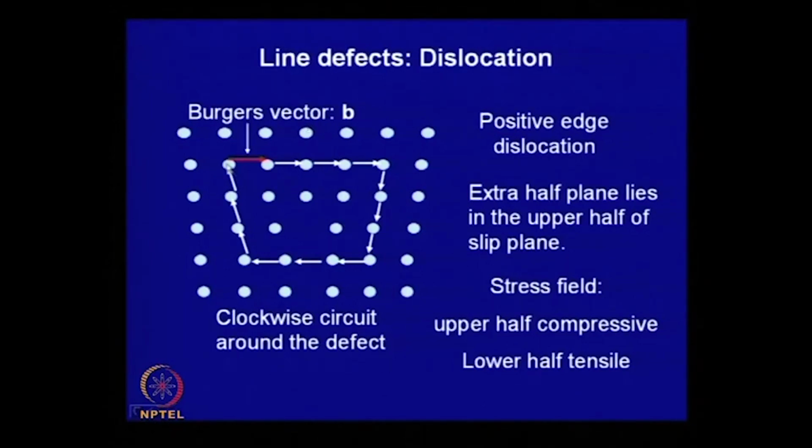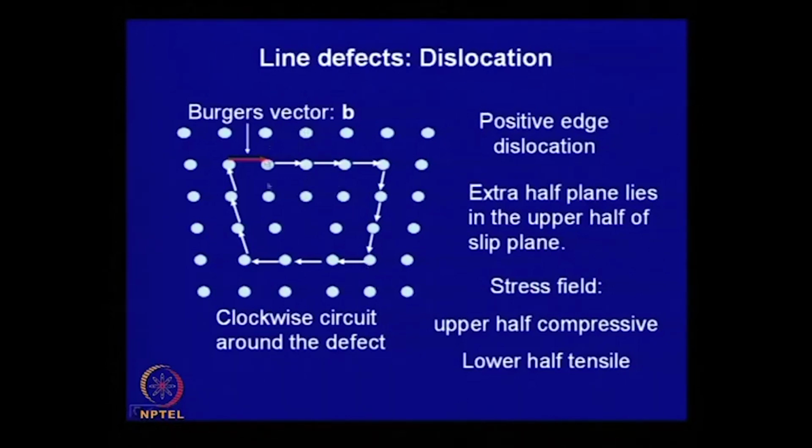Now, in this type of arrangement, the Burgers vector is pointing in the positive direction of, let us say, the x axis. So, this is called a positive edge dislocation. The Burgers vector is positive. This type of edge dislocation means that in the crystal you have an extra half plane, and this extra half plane lies on the upper half of the slip plane.